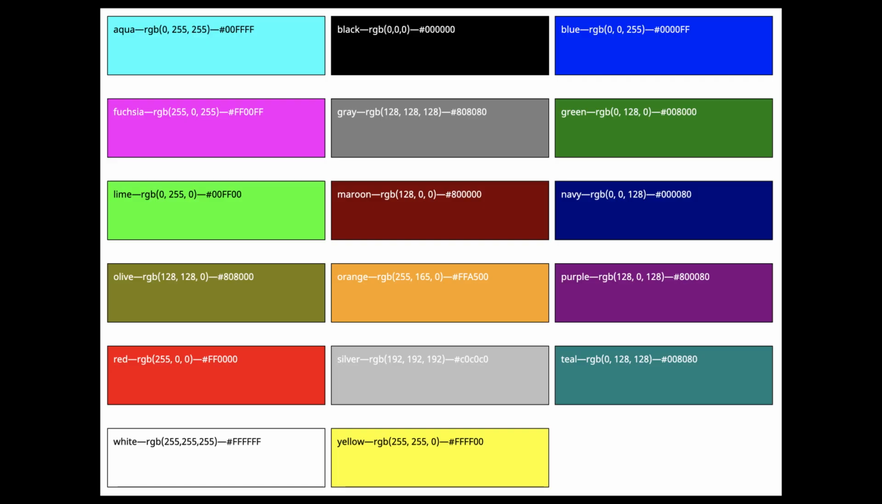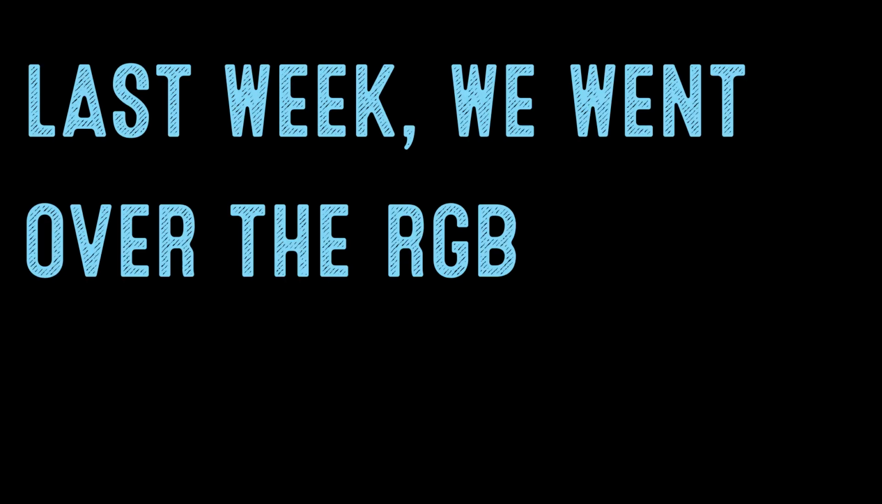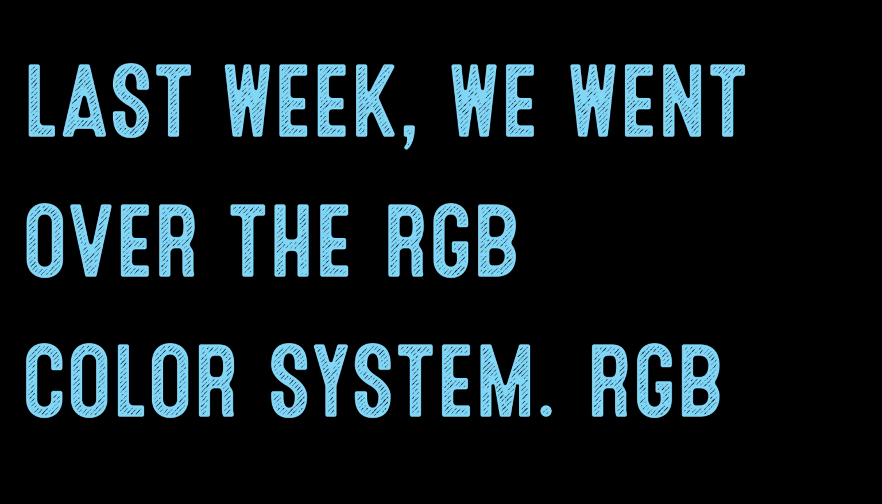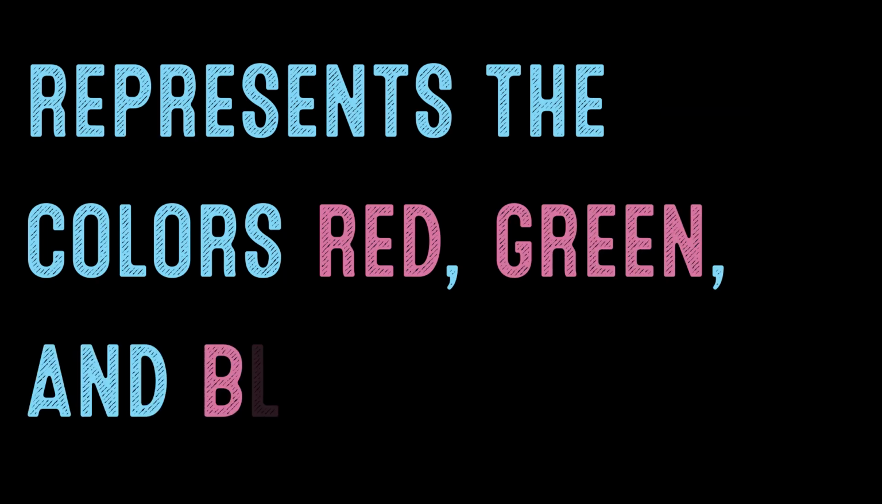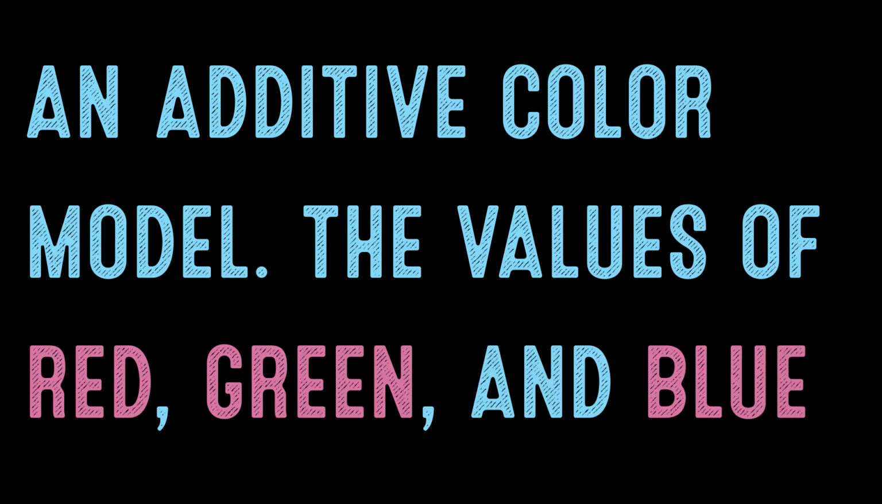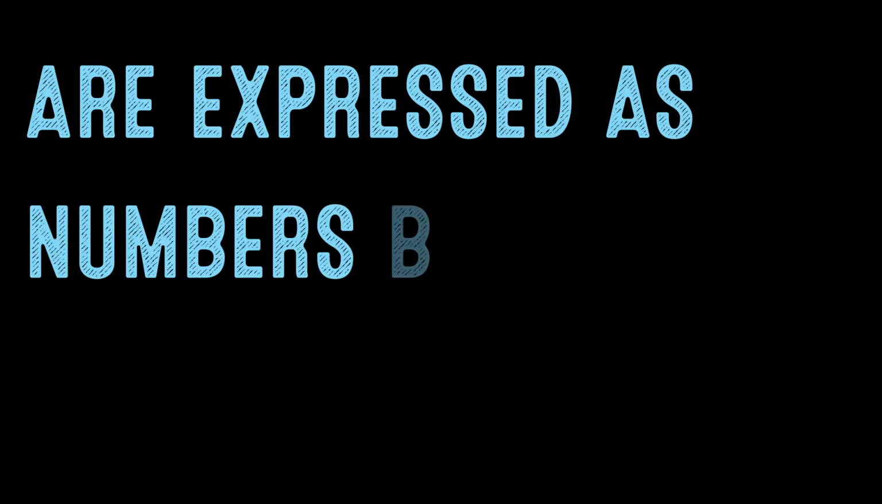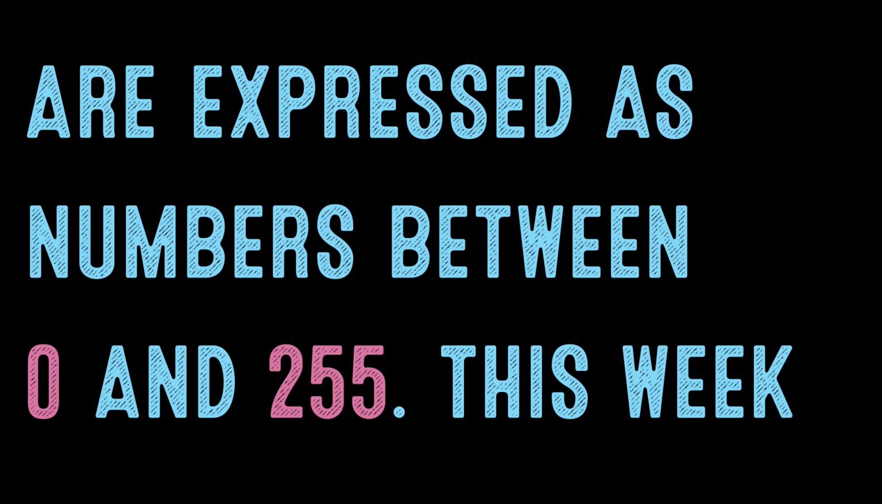And just like the previous examples, the display doesn't change. We're presenting the same colors with 3 different color systems. Last week, we went over the RGB color system. RGB represents the colors red, green, and blue. It is an additive color model. The values of red, green, and blue are expressed as numbers between 0 and 255.